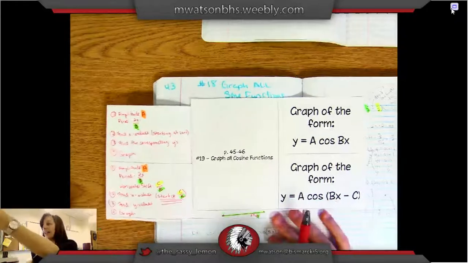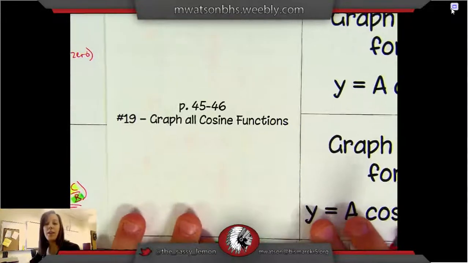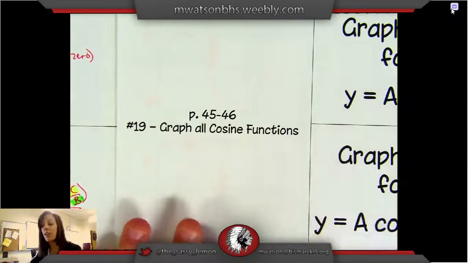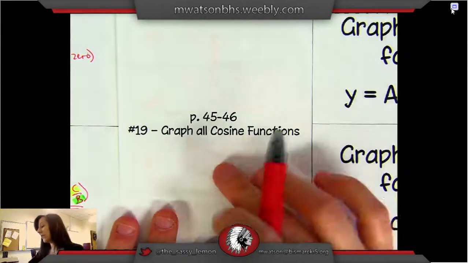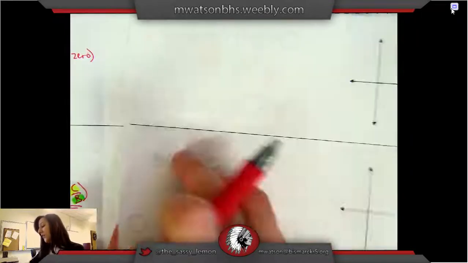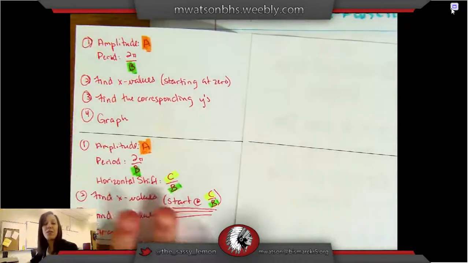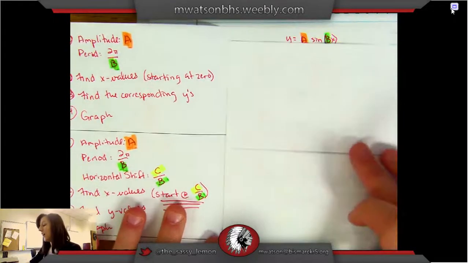Alright, so today's lesson is going to be extremely similar to yesterday's lesson. I'm not going to spend a whole lot of time walking you through the foldable like I did yesterday because it's pretty much the same foldable, but now with the cosine function. So as you can see here, I've just got my notes from yesterday and it's pretty much the same thing.